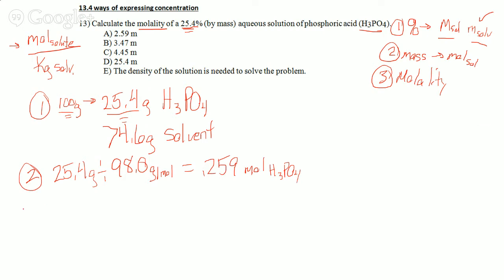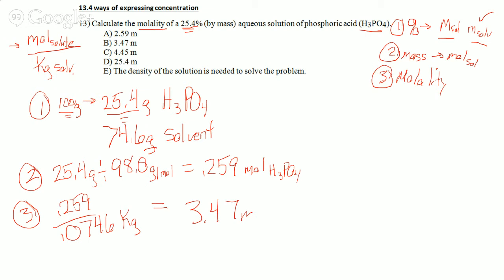All right, so now the last step is just plugging in those numbers into the molality formula. So we got 0.259 moles divided by 0.0746 kilograms. I did the conversion there from grams to kilograms. And you get 3.47 molal, which would be choice B.